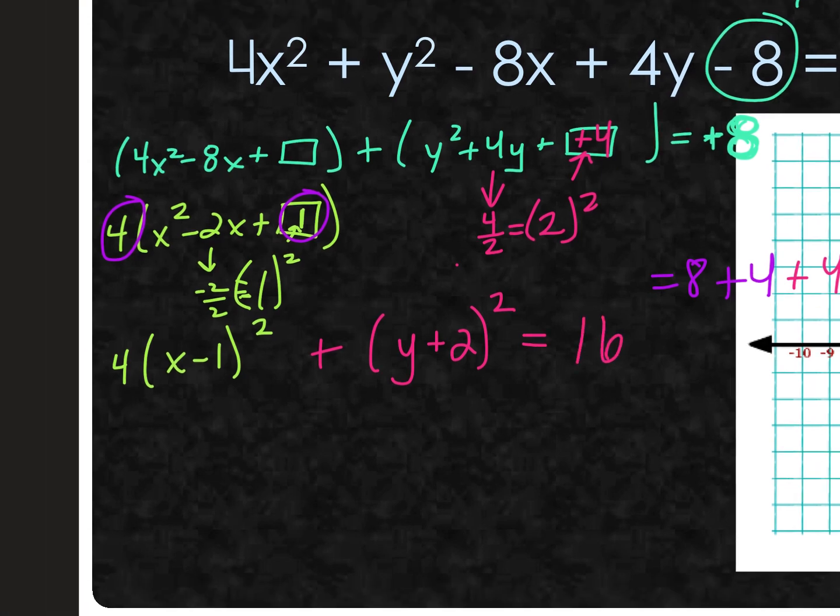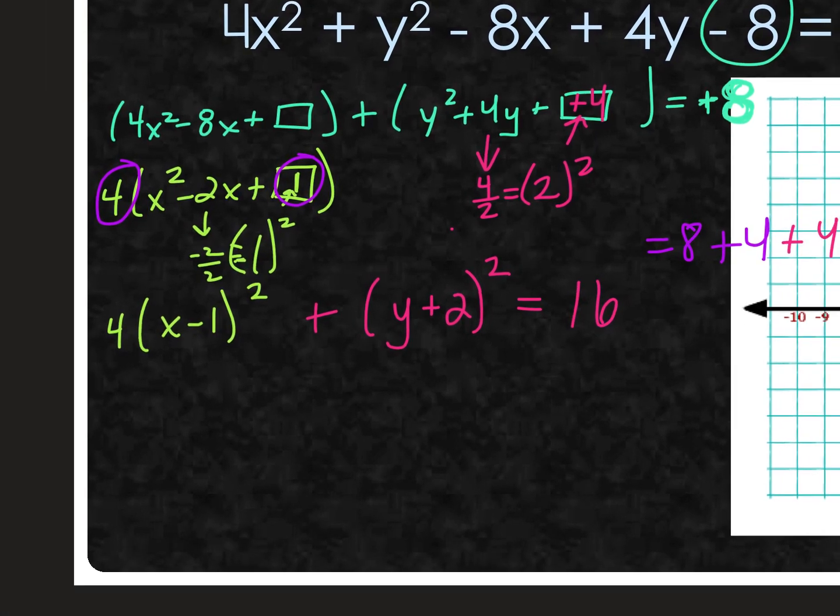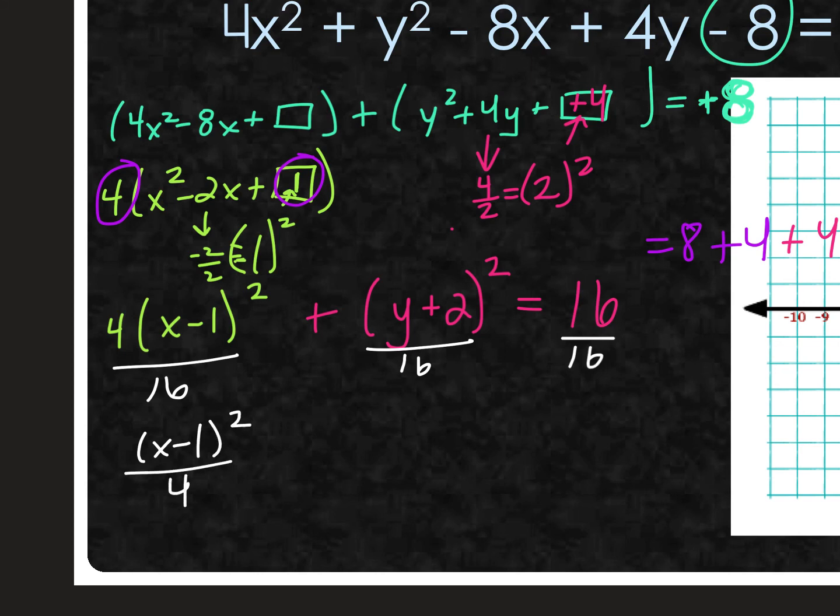16. Notice this is the exact same thing we did before, right? I kind of have my ellipse equation going, but it's not exactly perfect because it's not set equal to 1. So what should I do to both sides? Perfect. So what happens? I have x minus 1 quantity squared over 4 plus y plus 2 quantity squared over 16 equals, what's 16 divided by 16? 1. Good job, guys. Now you can tell me a whole bunch of stuff.